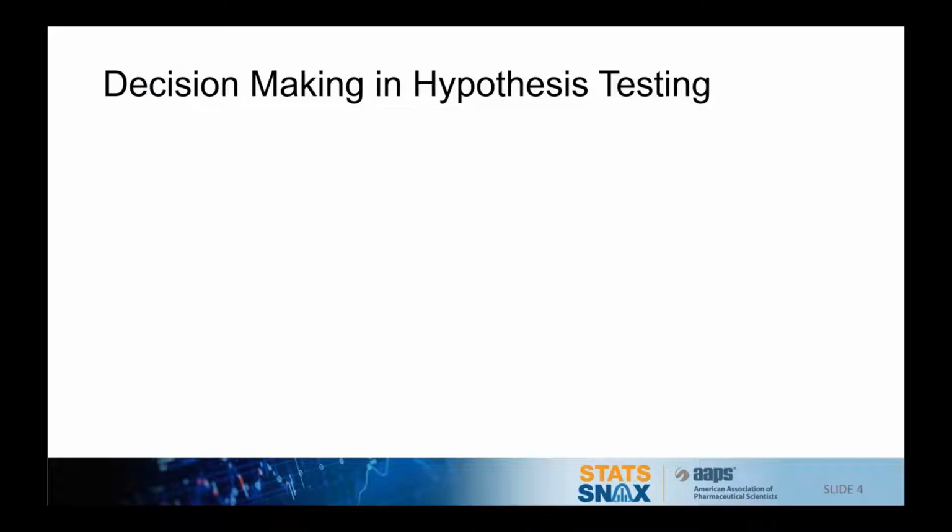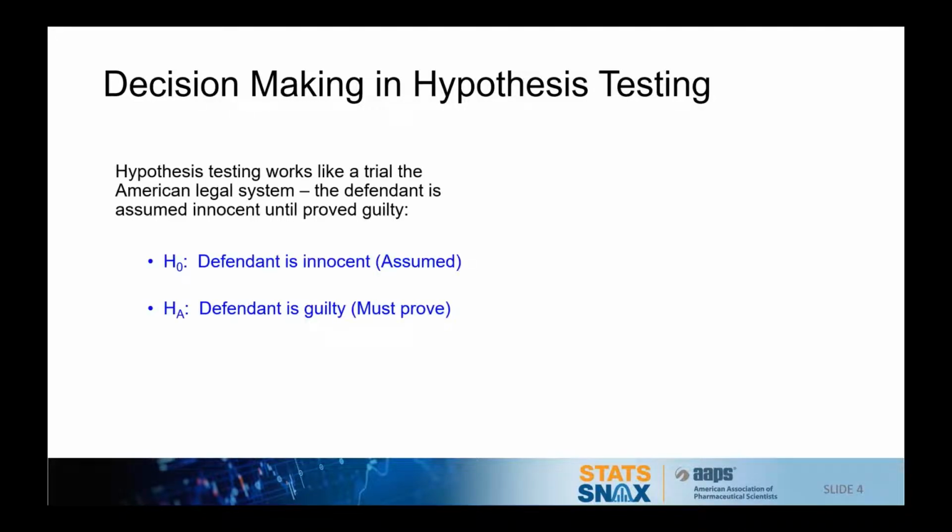To answer the question, what is a p-value, let's first talk about hypothesis testing. We can liken hypothesis testing to a trial in the American legal system, where a defendant is considered innocent until proven guilty. In hypothesis testing terms, the null hypothesis, H0, is that the defendant is innocent. The alternative hypothesis, HA, is that the defendant is guilty.